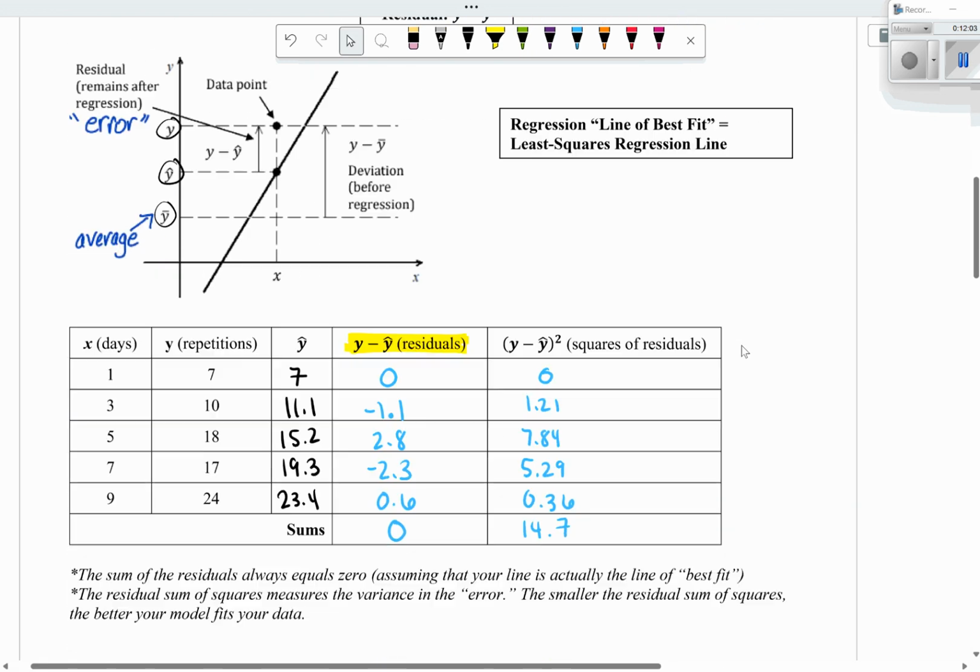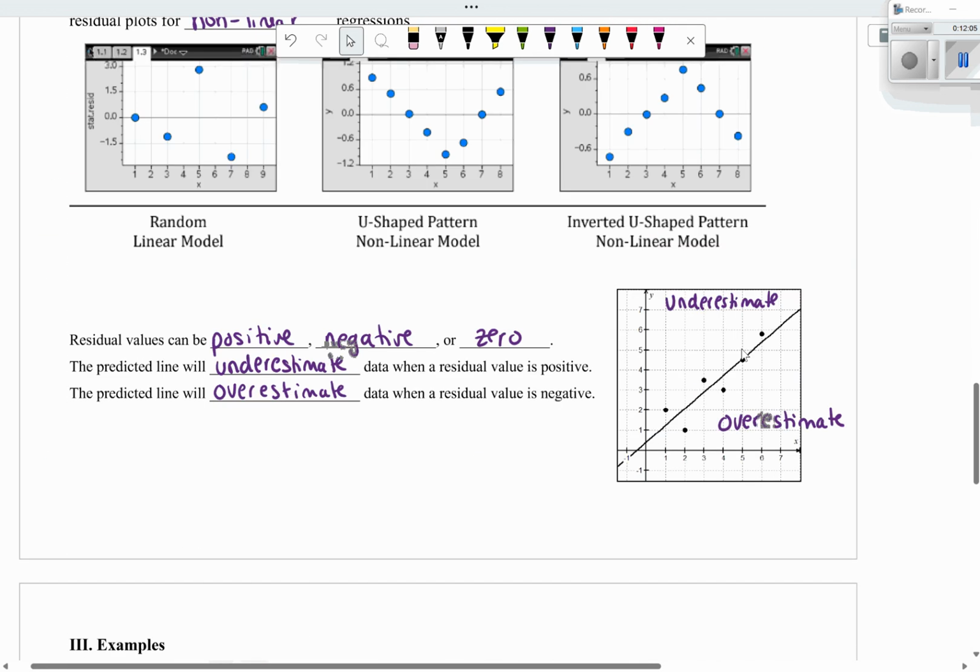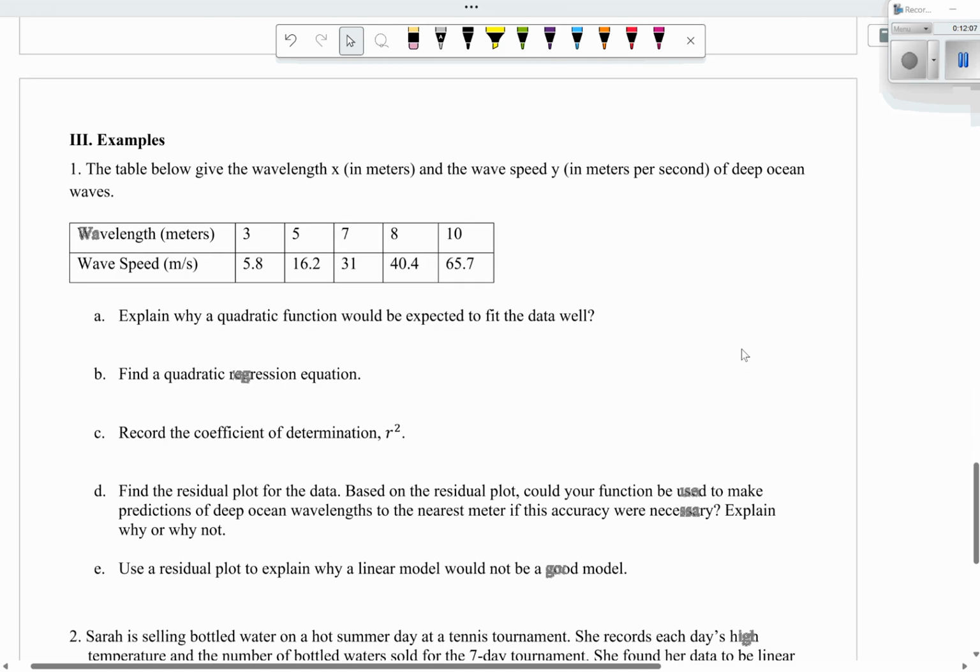All right. Let's do some more examples. So the table below gives the wavelength in meters and the wave speed in meters per second of deep ocean waves. It says explain why a quadratic function would be expected to fit the data well. So let's go ahead and make one.